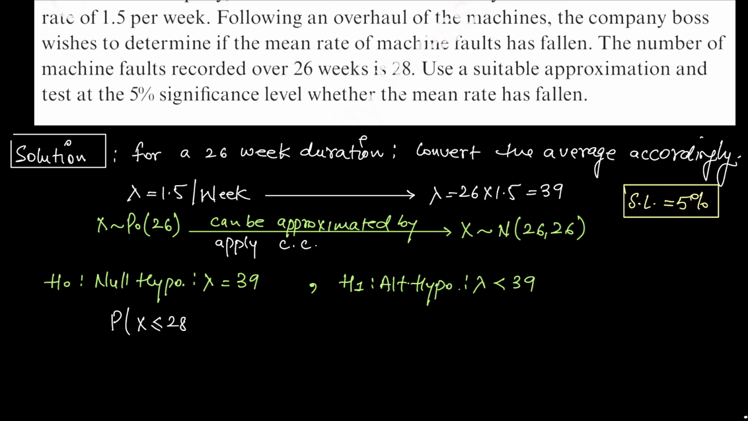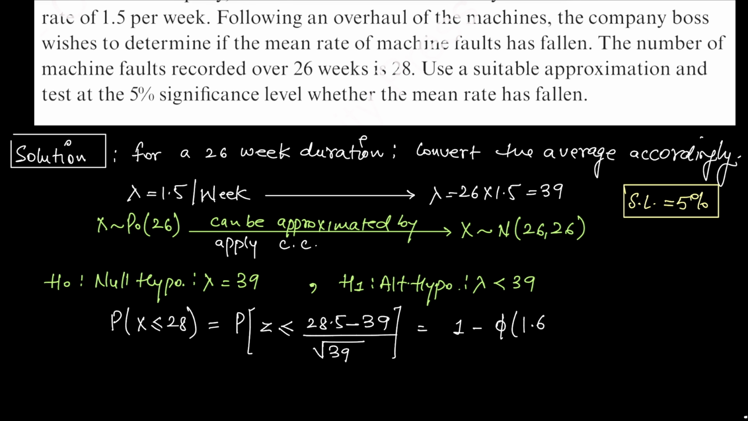Okay, so the probability of X less than or equal to 28 can be calculated by using continuity correction as Z less than or equal to 28.5 minus 39, complete expression divided by root 39. Let's close the brackets and solve the question further. This will give us 1 minus phi of 1.681.